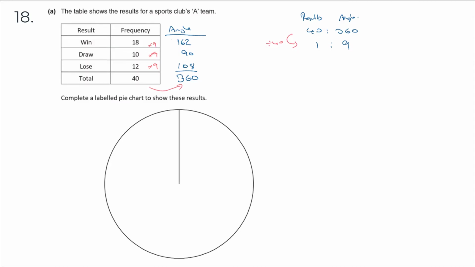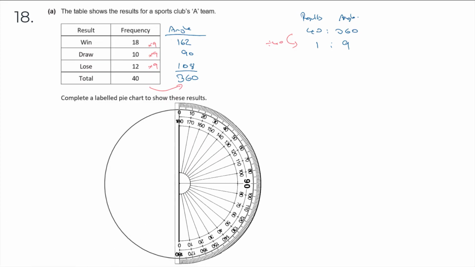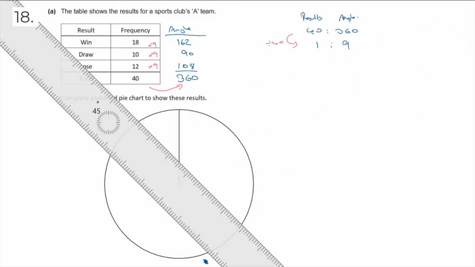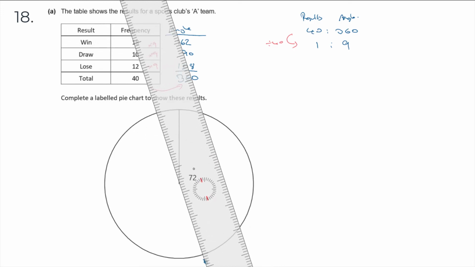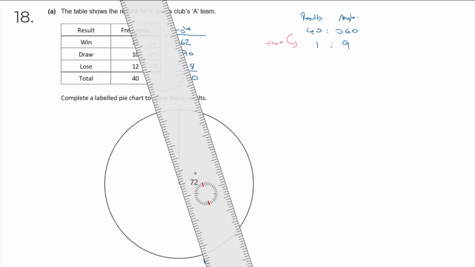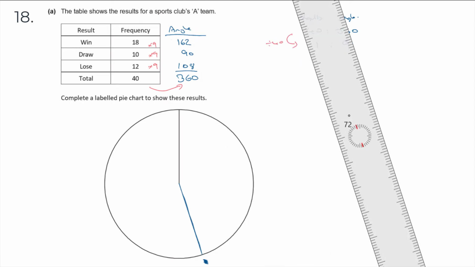Now one line has already been given, so I'm going to use that as my starting point. I'm going to lay my protractor along that line with the center of the protractor in the center of my circle. And then I'm going to count round to 162 for the first angle. So that comes round to here, I think. So make a mark there, and then I can draw that line in. Okay, so that's going to be my wins.